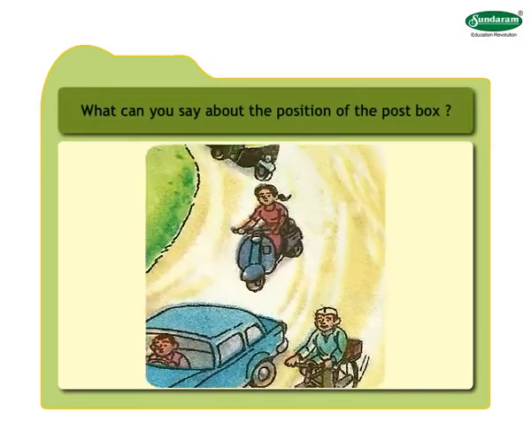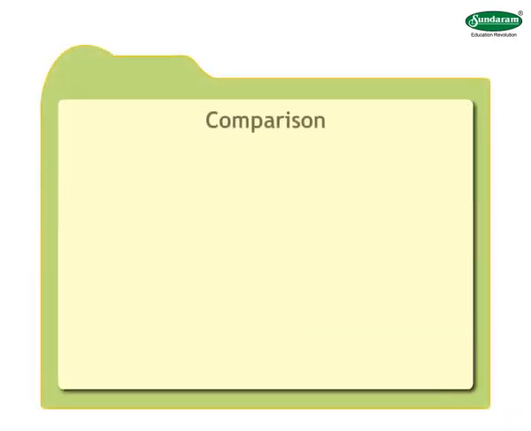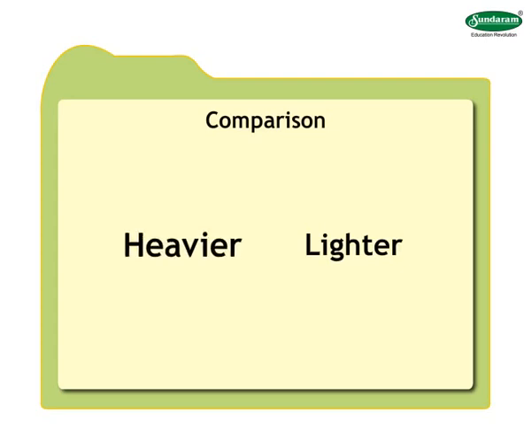What can you say about the position of the post box? Children, the post box is to the left of the man carrying the logs of wood. In the same way, you can talk about the position of different things looking at different pictures. Now, let us consider other words of comparing things such as heavier and lighter.